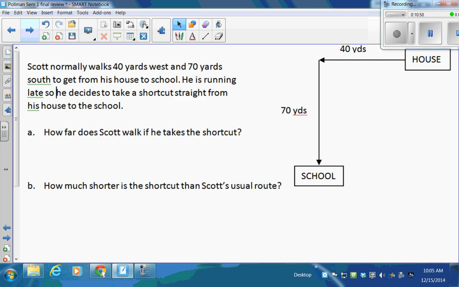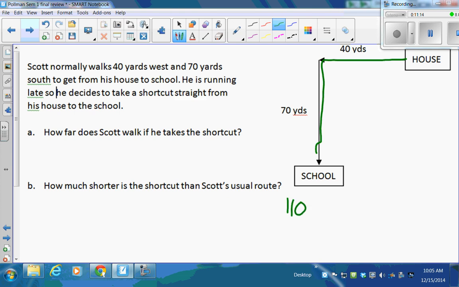Scott walks 40 yards west from his house, and then he walks another 70 yards to school. So when I go 40 and 70, his normal route is 110 yards to school. Now, if he takes a shortcut, cuts through the field, cuts through houses, whatever, if he cuts through right there, that is his shortcut.